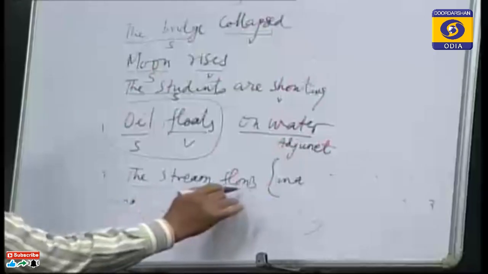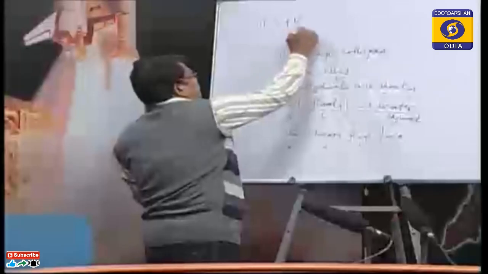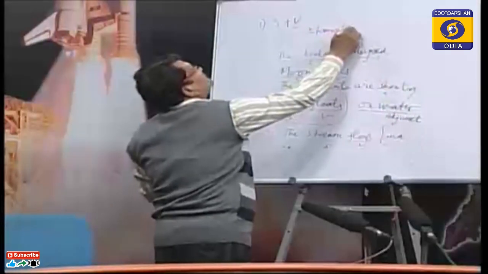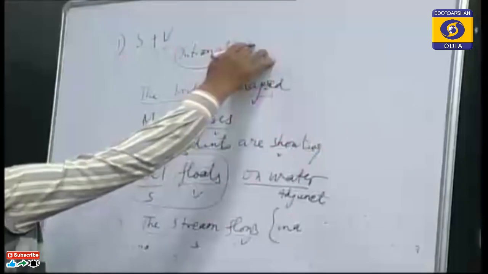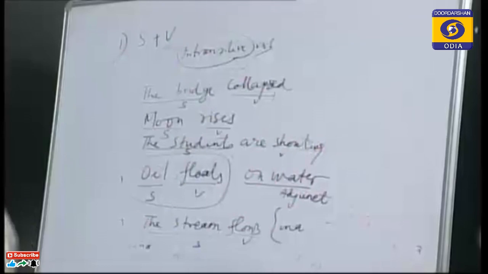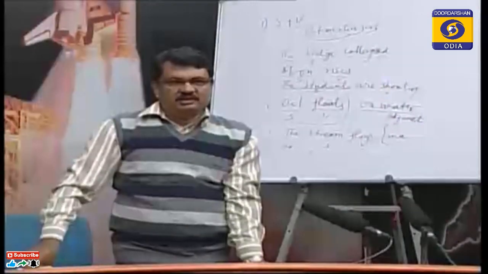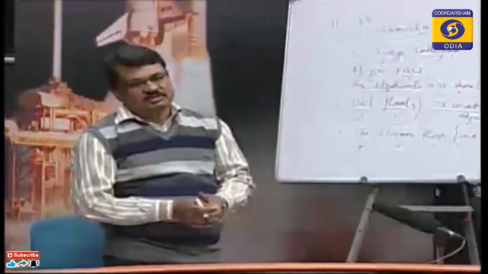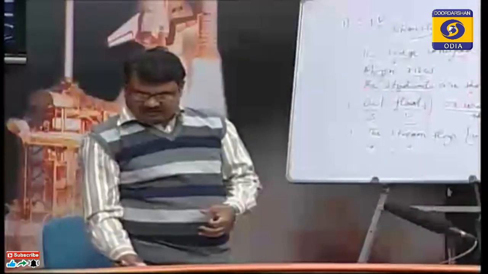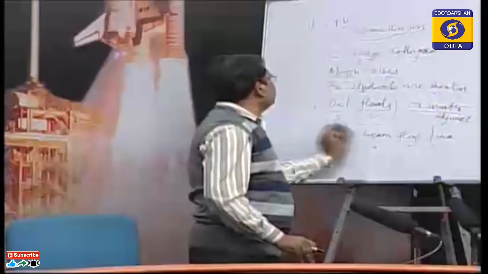Subject and verb. So here the verb is, in traditional grammar, called intransitive verb. This is one property of the verb. That means here the verb is intransitive. It doesn't take any object or anything. This is the first structure. Then we will go to the next structure.